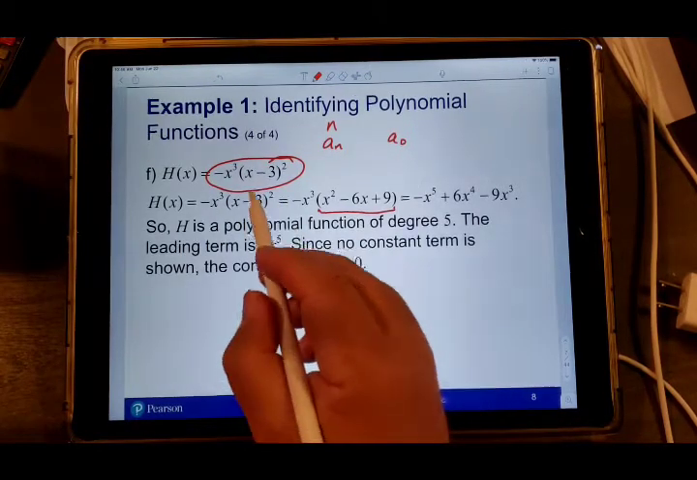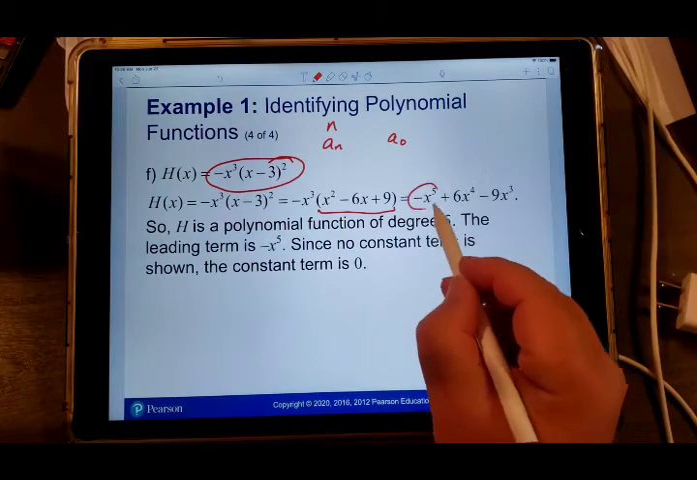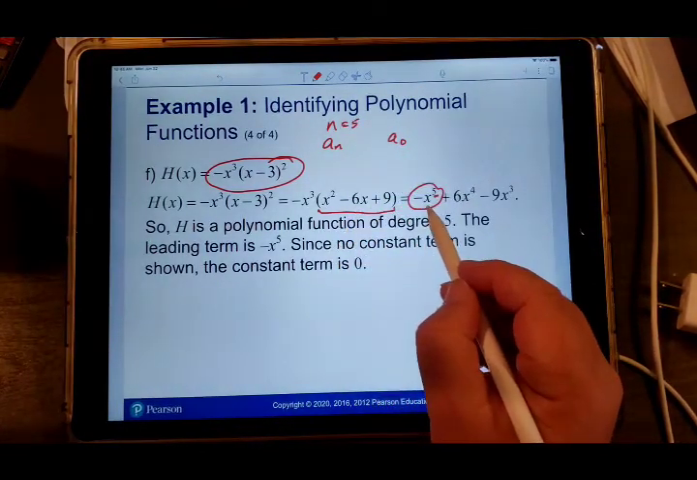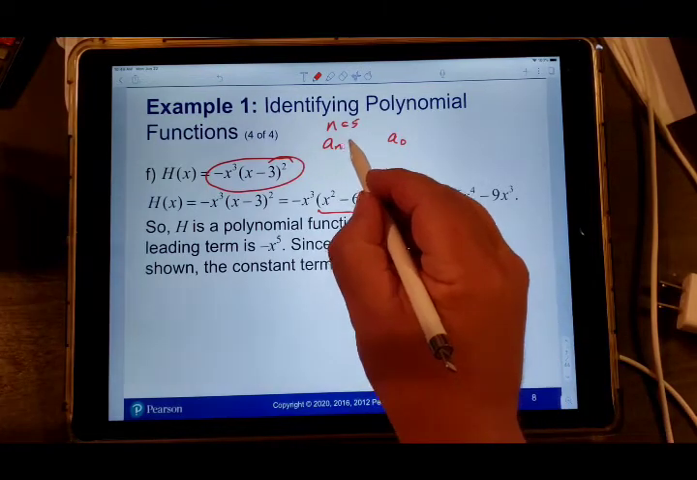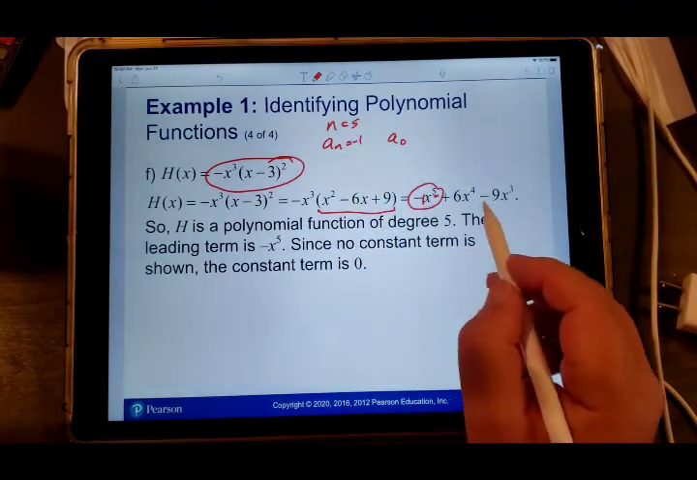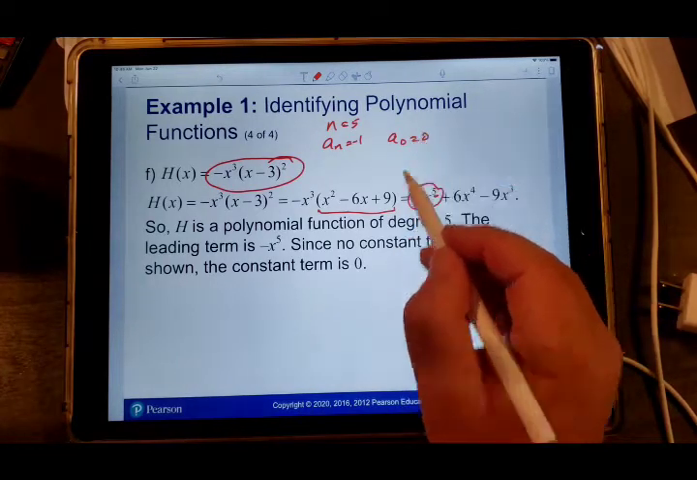So maybe without, well, that's exactly what they did. They found out that n was 5, the degree was 5. The first coefficient was -1, invisible 1. And the constant term is 0.